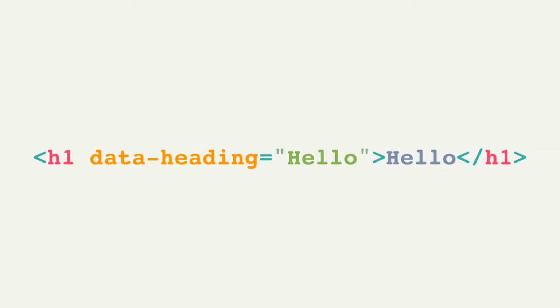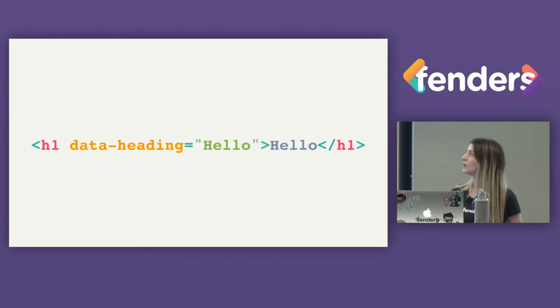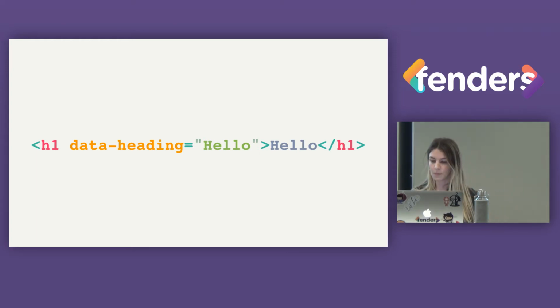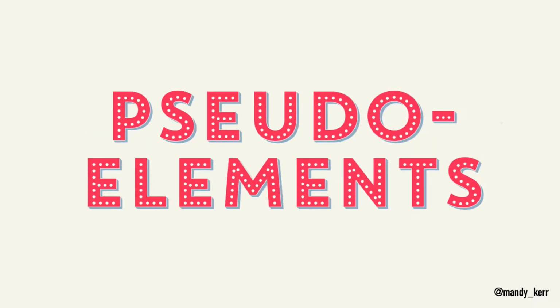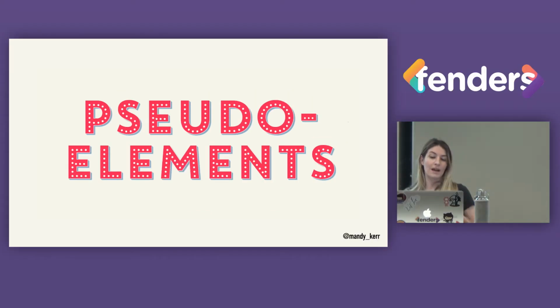To use a data attribute is really, really simple. You just add it onto your HTML element, in this case a H1. You always prefix it with data dash, and then you can call it whatever you want. I've called it heading because it's a H1, but you could call it data Batman if you wanted. It doesn't really matter as long as you remember what the name is. On its own, the data attribute is not particularly useful, which is why we're going to combine it with our pseudo element. And that is where we're going to get our layers from.